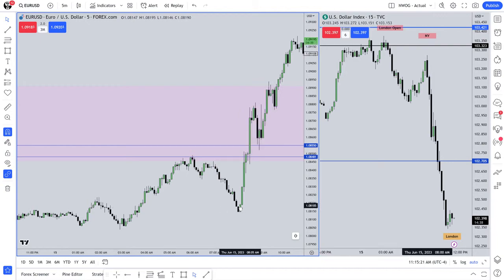What time of day is that? New York Open Kill Zone. 7 o'clock in the morning to 9 o'clock in the morning. There's your little sweet spot. What does it do? Rallies. How high can it go?